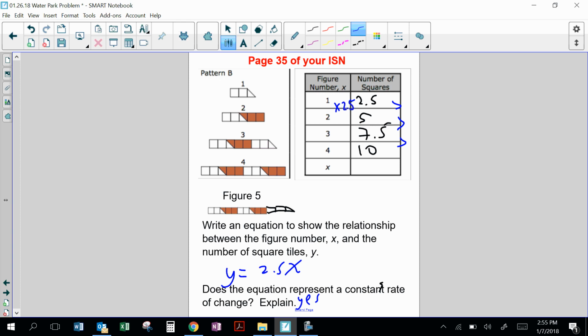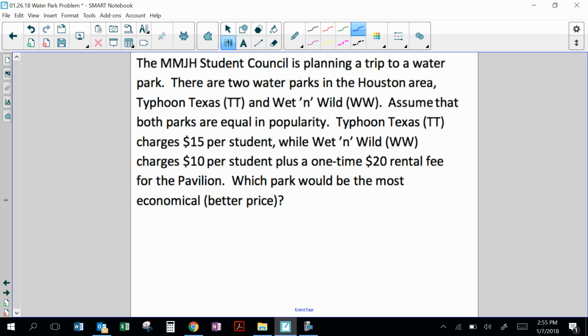In our last activity, you're going to be doing a real-world connection. The Mamie Junior High Student Council is planning a trip to a water park. There are 2 water parks in the Houston area, Typhoon Texas and Wet 'n Wild. Assume that both parks are equal in popularity. Typhoon Texas charges $15 per student, flat rate. Go in, you pay $15. While Wet 'n Wild charges $10 per student, but they charge a one-time $20 rental fee for the pavilion. Which park would be the most economical, better price?